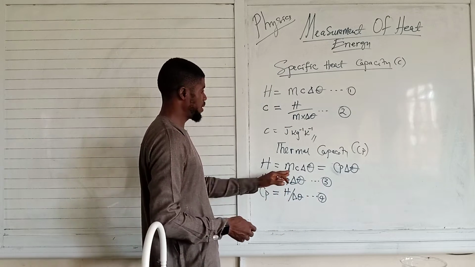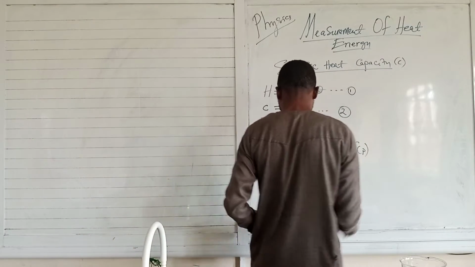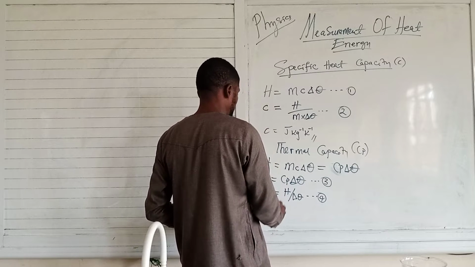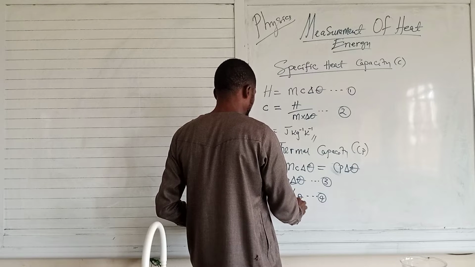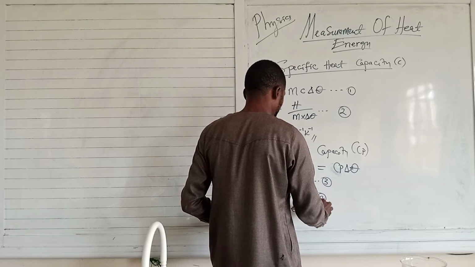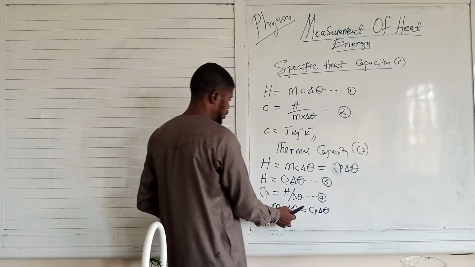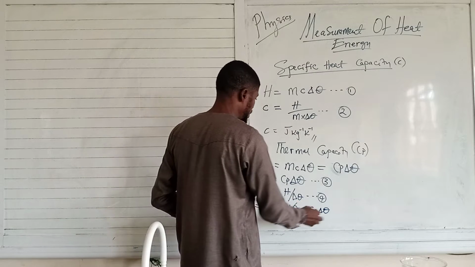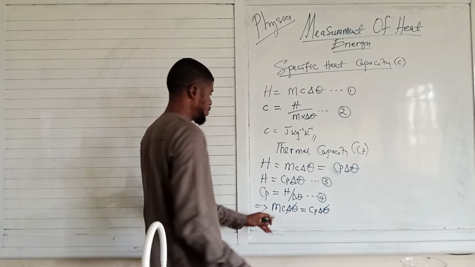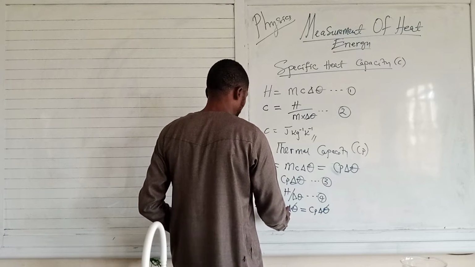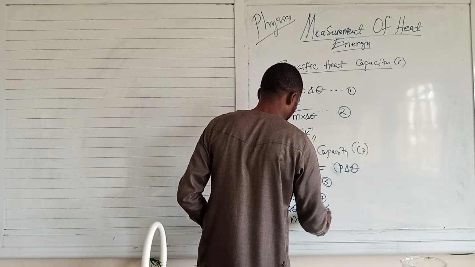We can still come back here and equate this quantity with this quantity. If we do that, this implies that mc change in theta is equal to Cp change in theta. And you know that change in temperature is common on both sides, so you can strike this out and we end up with a brand new equation: Cp is equal to mc. We can call this equation number 5.